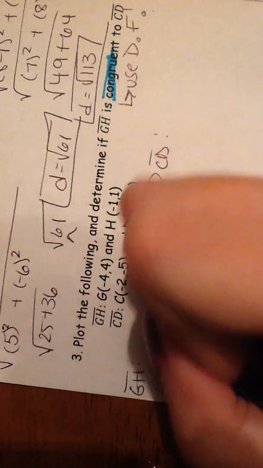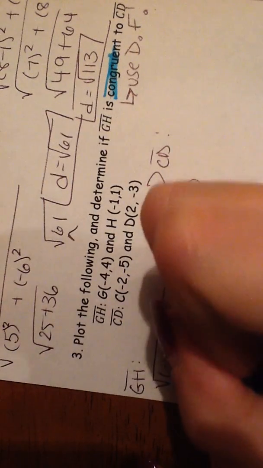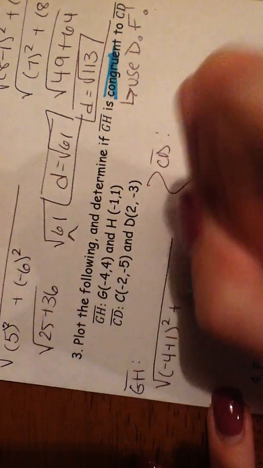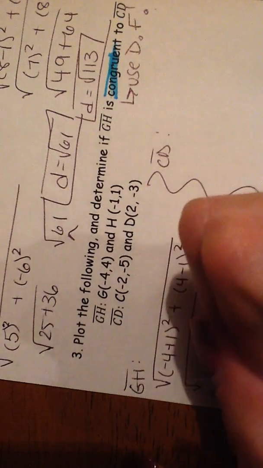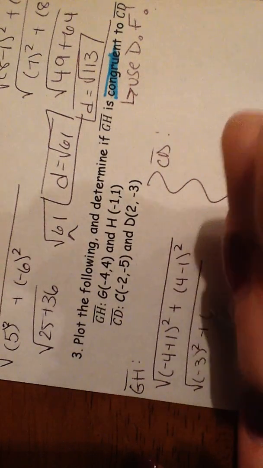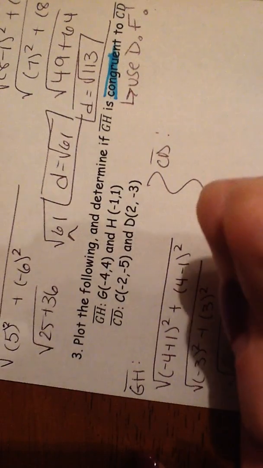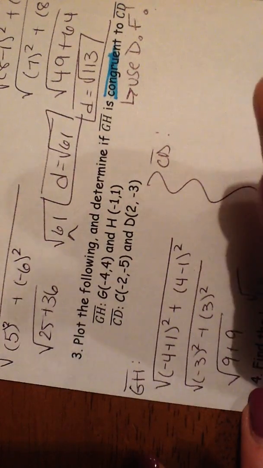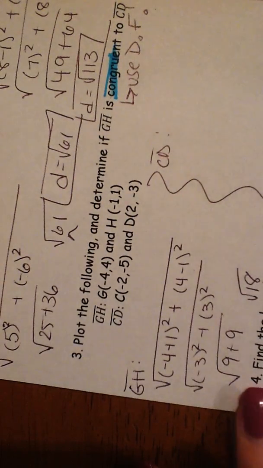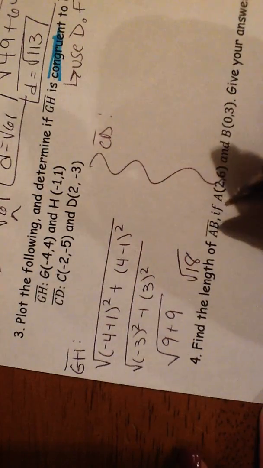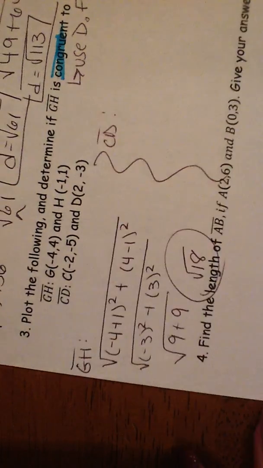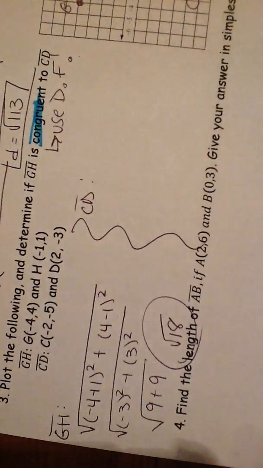So, GH, negative 4 plus 1 squared, plus 4 minus 1 squared. So, I have negative 3 squared plus 3 squared, which is 9 plus 9, which is then the square root of 18. So, I could simplify this if I wanted to, but because I'm just trying to show if these are congruent, I'm just going to circle this for now, and I'm going to go do CD. Okay, so pause this video and I want you to practice finding the distance of CD.